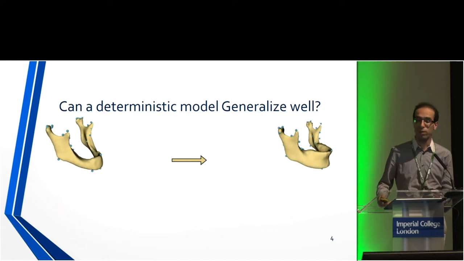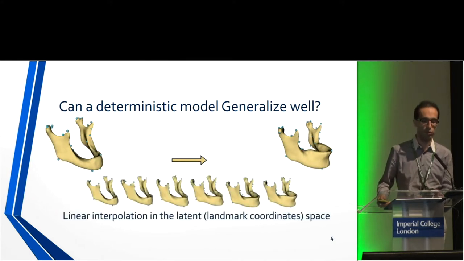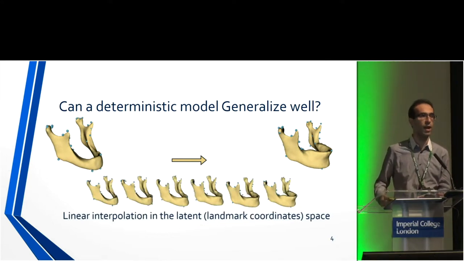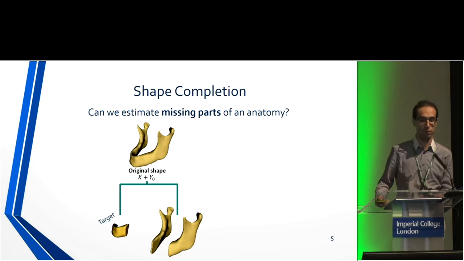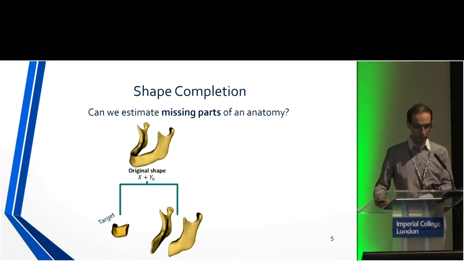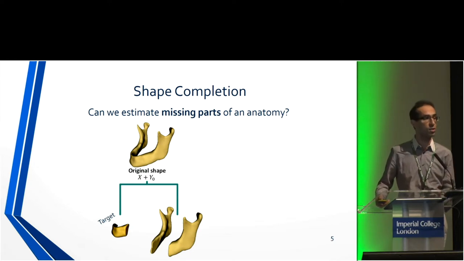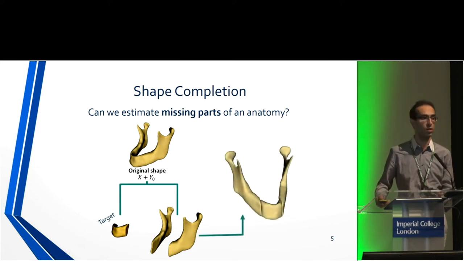After this, we wondered whether our model is generalizable enough. So we did some experiments to make sure that we can linearly interpolate in the dense space and generate corresponding meaningful anatomies in the shape space, which worked fine. So we moved on to our main project, which was shape completion. Basically, what we wonder is, if we have this shape and we remove part of it, can we train a model to complete the shape for us?